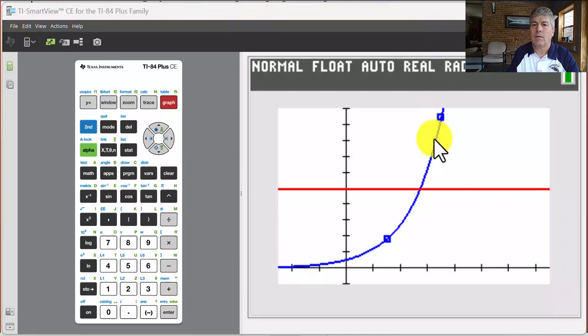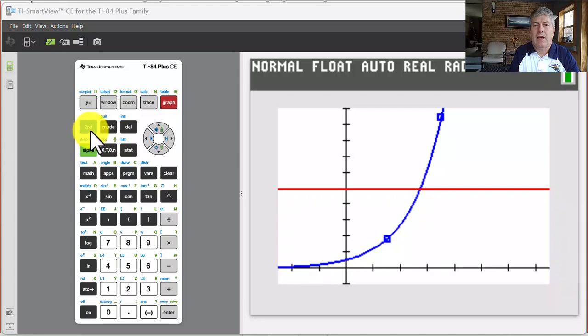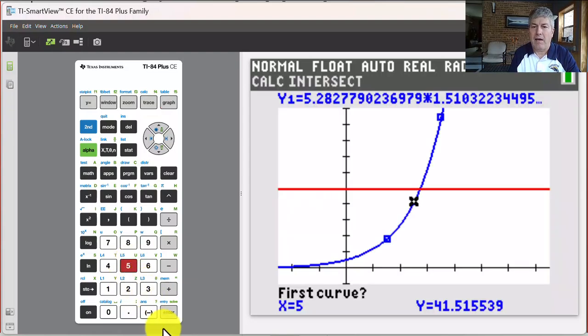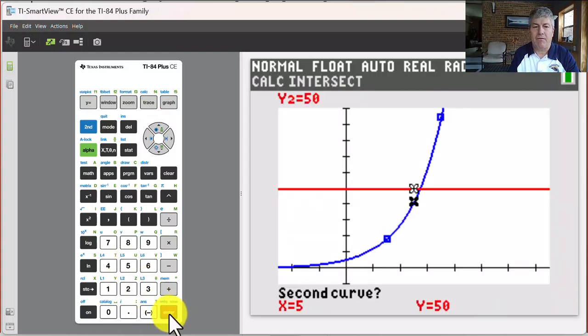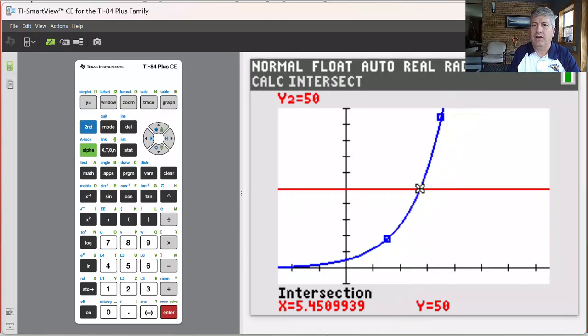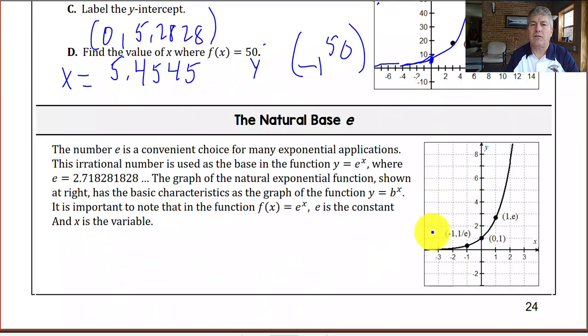So there's the graph of y equals 50. And then to find the intersection, just go to Second Calc, Option 5, select the blue graph, select the red graph, enter, and we get 5.45 for our value of x to generate a y of 50. Now let's take a look at the natural base e.